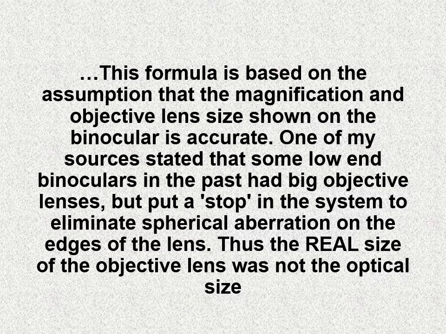Yeah, right here. So this formula is based on the assumption that the magnification and objective lens sizes shown on the binocular are accurate. But one of my sources stated that some low-end binoculars in the past had really big objective lenses, but there was a stop in the system to eliminate spherical aberration on the edges of the lenses. In other words, they actually blotted out the edges of this big objective lens. Thus, the real size of the objective lens was not the optical size.